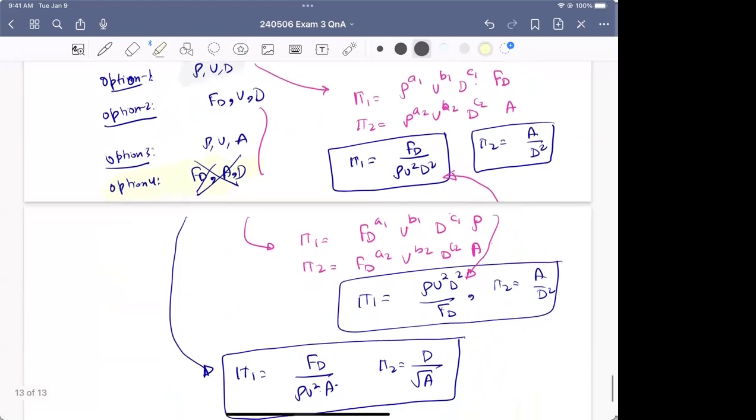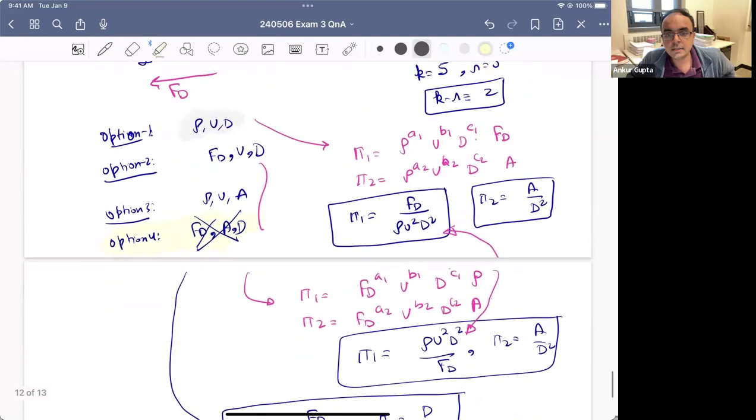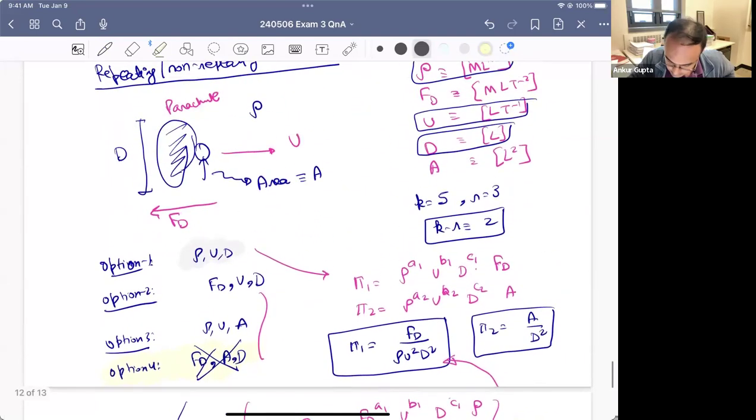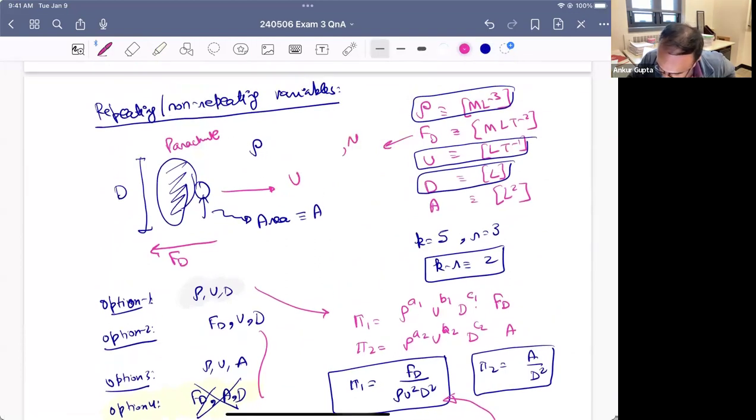What are the dimensions of FD? It is the Newton, it's the force. So Newton, or kg meter per second squared. So MLT minus 2.